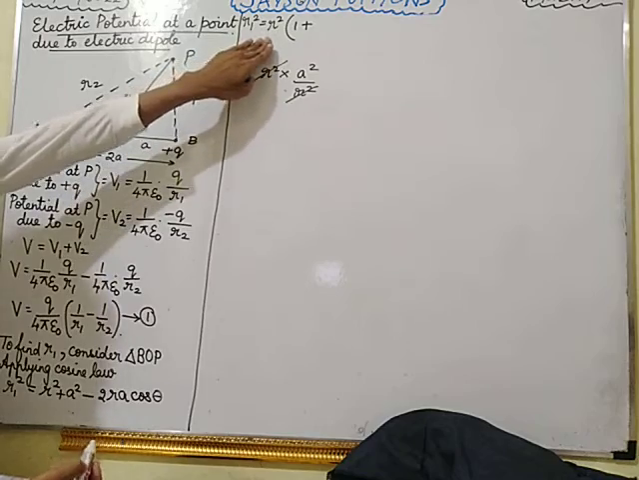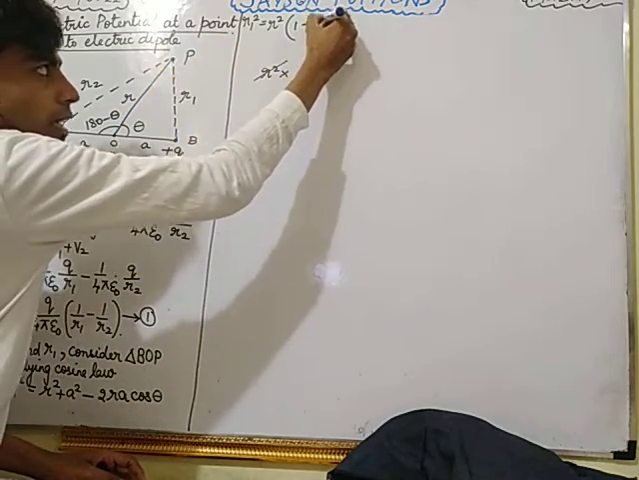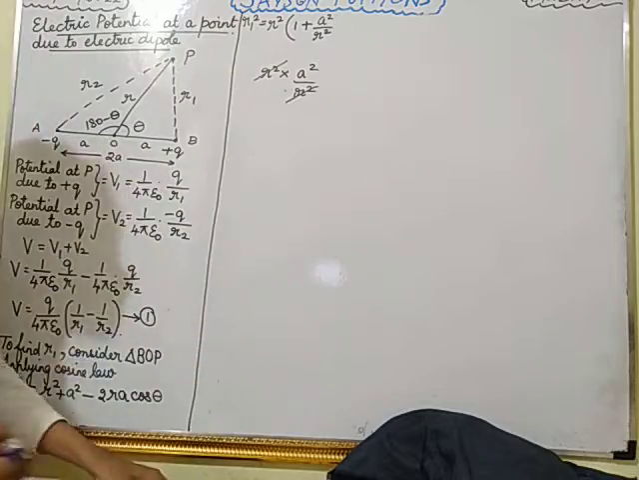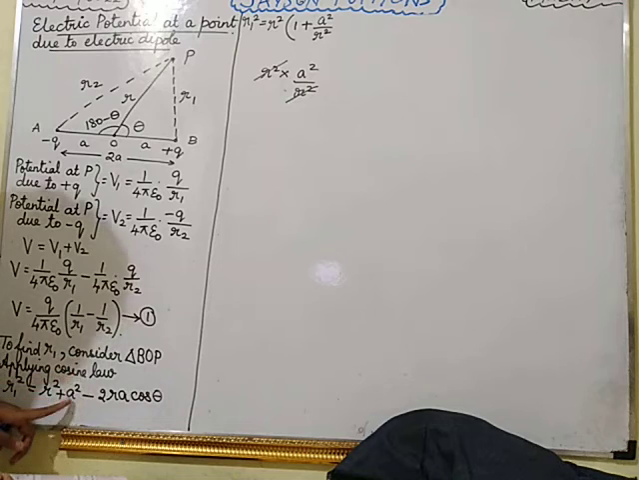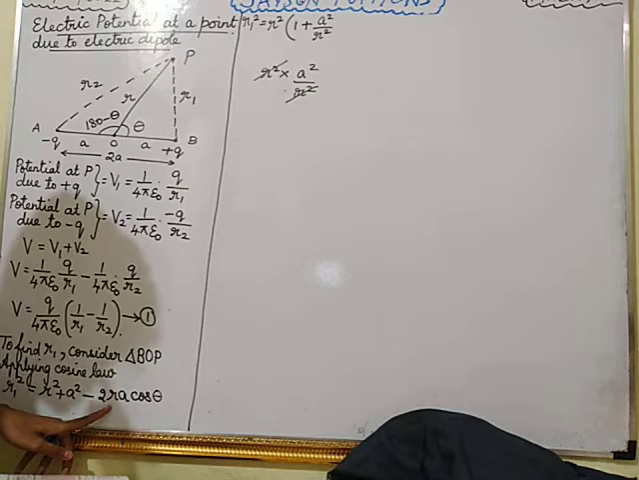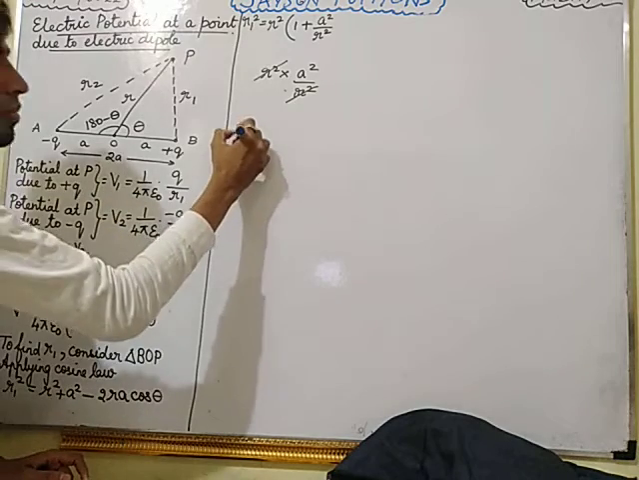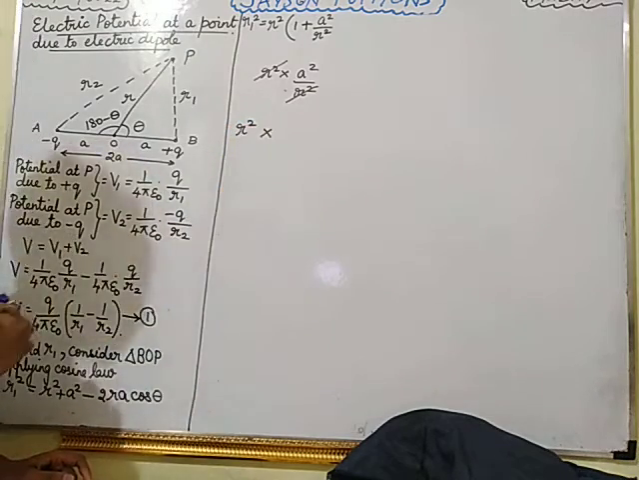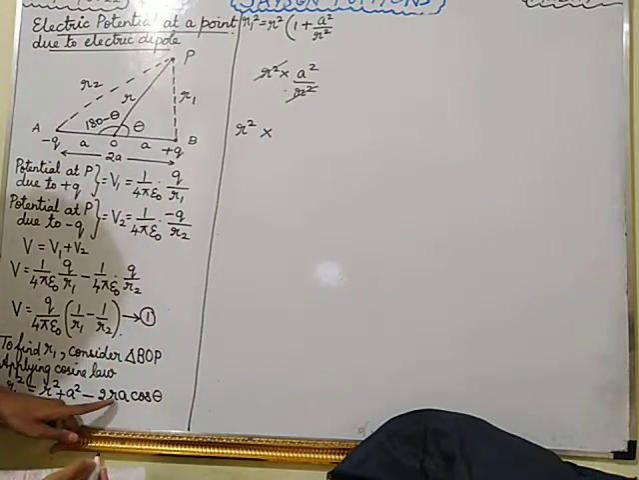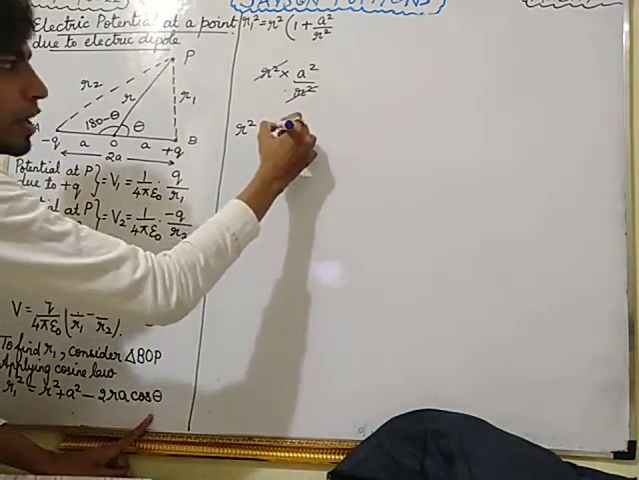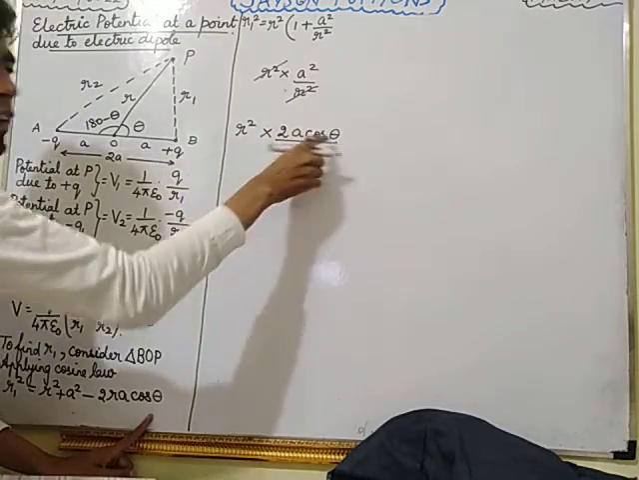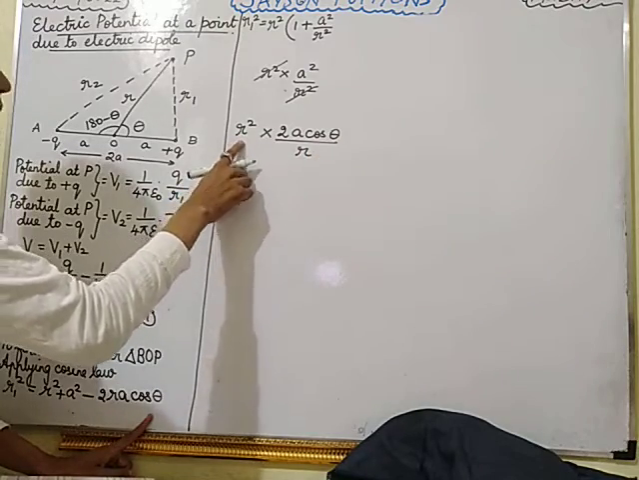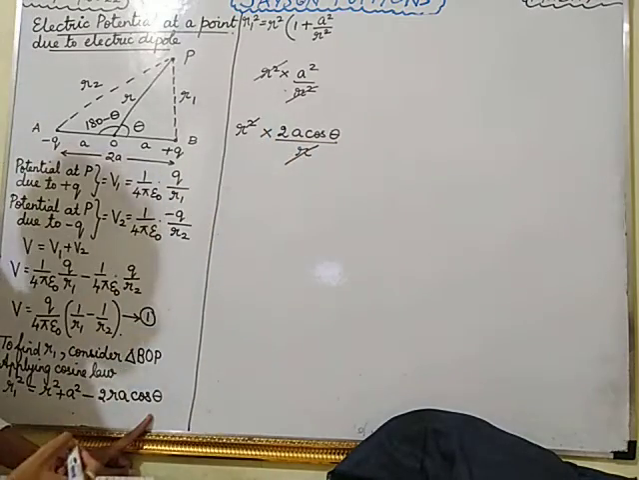So if I take R square commonly outside, I should write A square by R square here. If I multiply these two, they will get cancelled and I will get A square. Now here what should I take commonly outside? With R square, if I multiply, here I have 2RA cos theta. So if I multiply 2A cos theta by R, with this R square, this R and here one R will get cancelled.